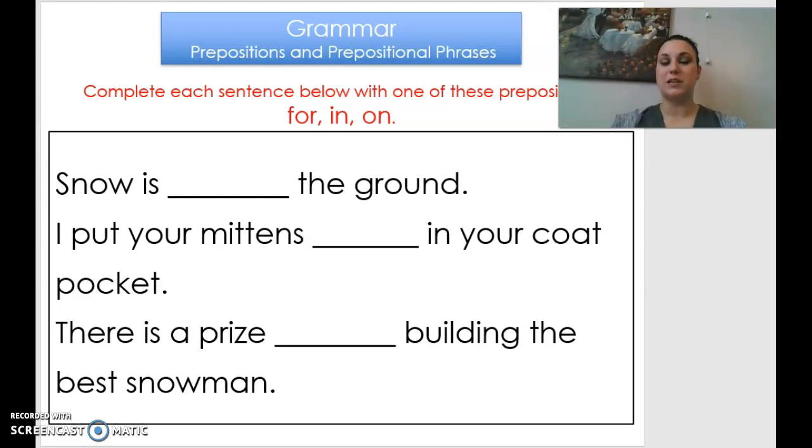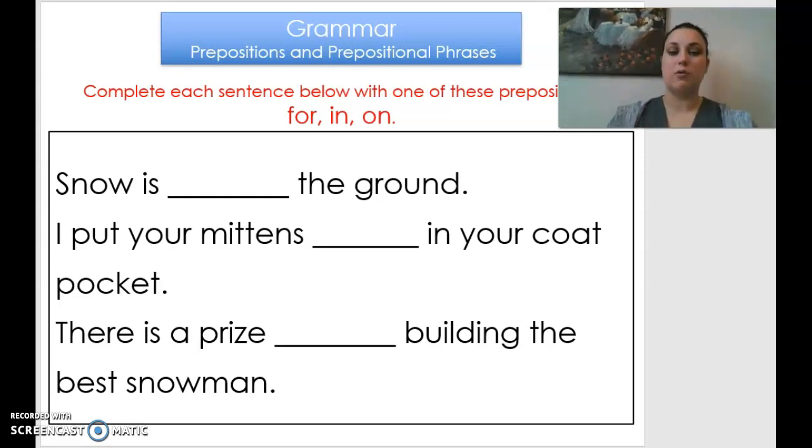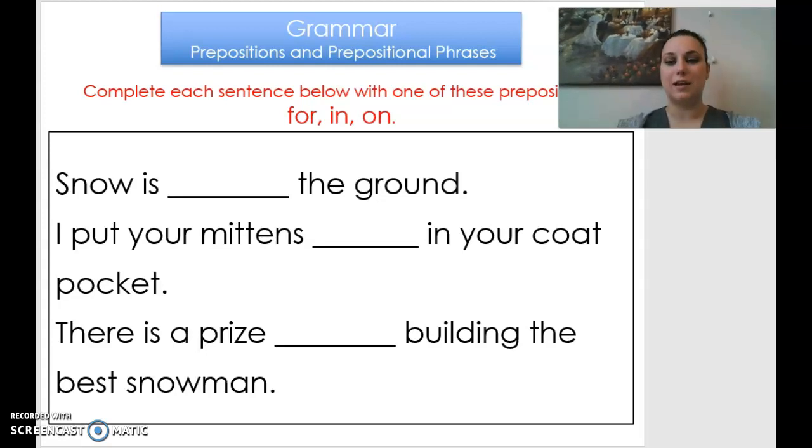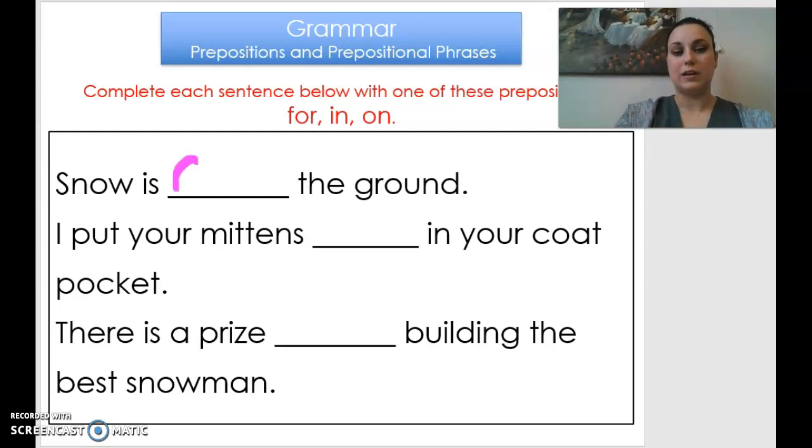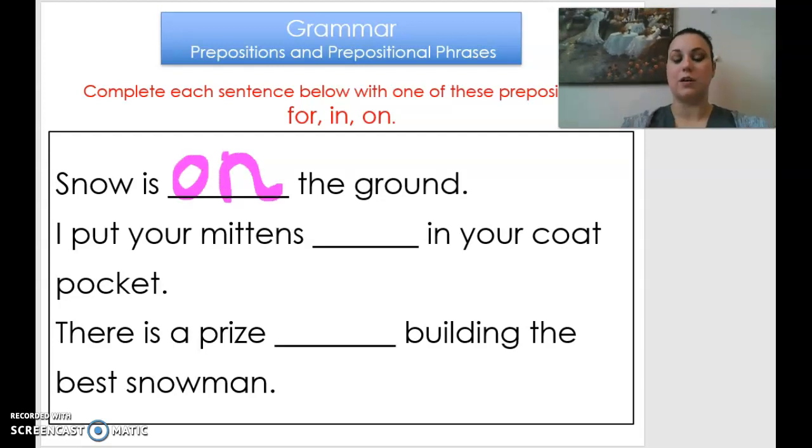We can use the prepositions for, in, or on. So snow is for the ground, in the ground, or on the ground. The correct answer is on. Snow is on the ground. Now, if we just said snow is the ground, that doesn't make sense. That's why we need to add that preposition in there.